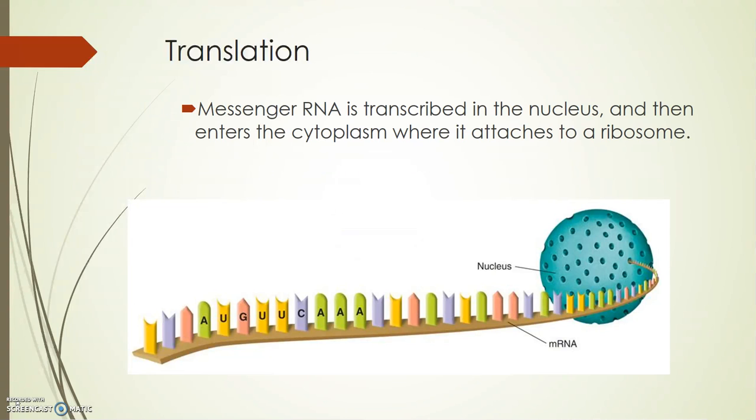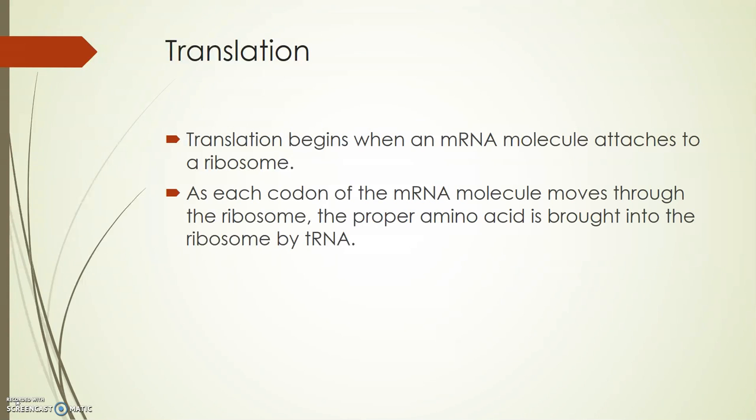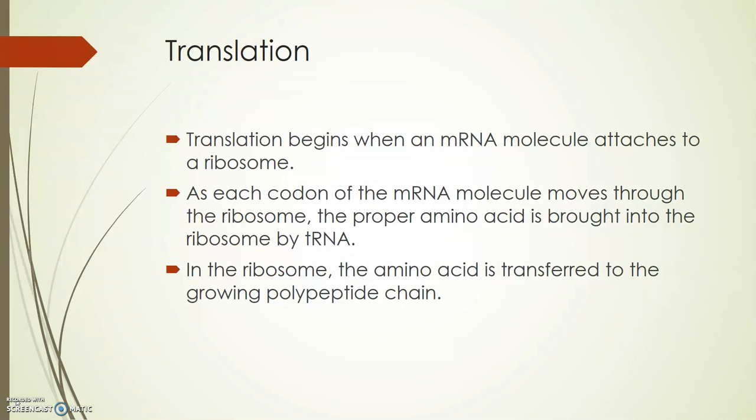Again, mRNA is transcribed in the nucleus and then enters the cytoplasm where it finds and attaches to a ribosome. Translation begins when the mRNA leaves the nucleus and attaches to a ribosome. As each codon moves through the ribosome, the proper amino acid is brought into the ribosome by tRNA, where it will be attached to the growing polypeptide chain.